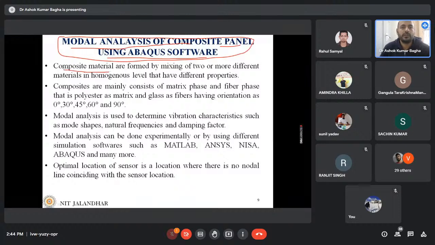Composite materials are formed by mixing two or more different materials at a homogeneous level that have different properties. Composites mainly consist of a matrix phase and a fiber phase. That is polyester as a matrix and glass as fibers having orientation. So when you reinforce or embed the fibers in the matrix, there is a particular orientation of the fibers. It can be oriented at 0 degree, 30 degree, 45 degree, 60 degree, and 90 degree.